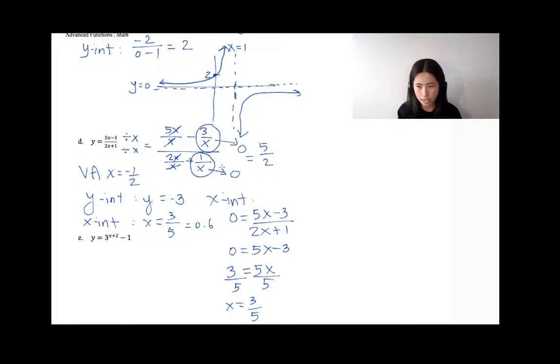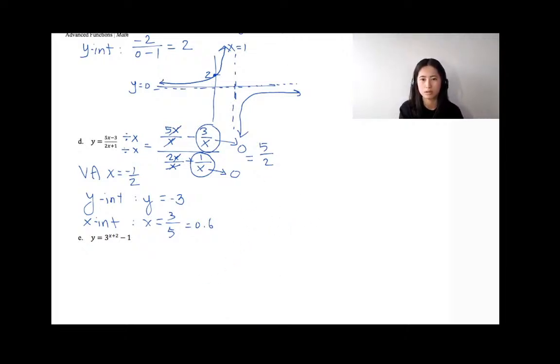Hopefully you guys understand this. So let me try to move this. Actually, let me just delete this. I think you guys probably know how to find the x-intercept. Okay, let's try to graph this. So we have your horizontal asymptote, vertical asymptote, x-intercept, and y-intercept. So now we're ready to graph this. Here is our graph.